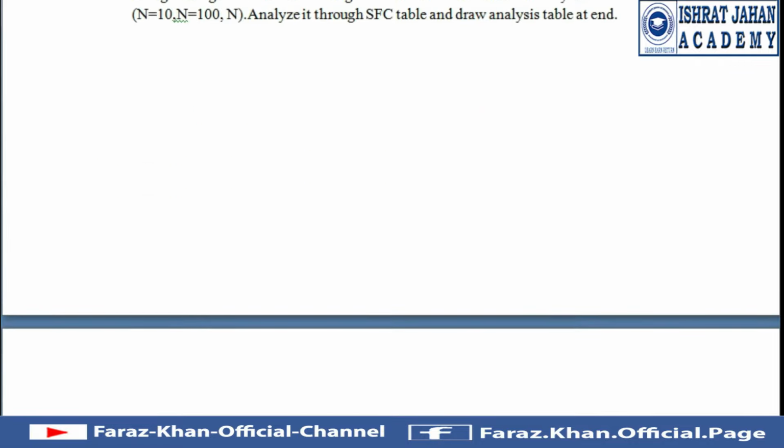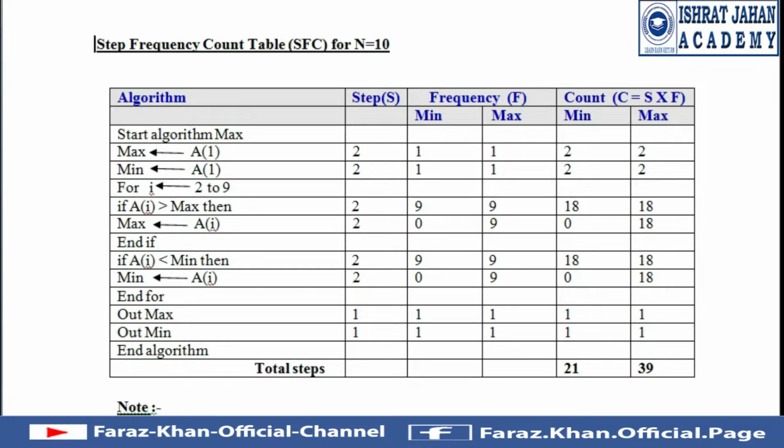Here is the problem and here is the solution. In this, I have designed an algorithm: one variable for max, second variable for min, right? Loop will run from 2 to 9 for n equal to 10. If a[i] is greater than max, then a[i] goes into max, and that is the first condition, and the second condition is for minimum, right? The rest would remain same.